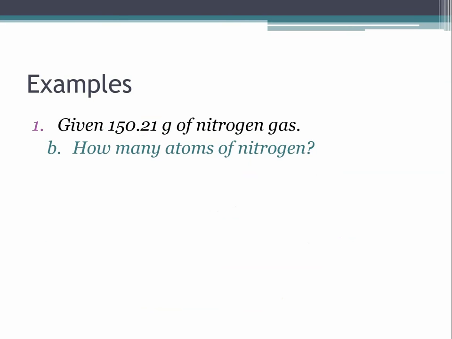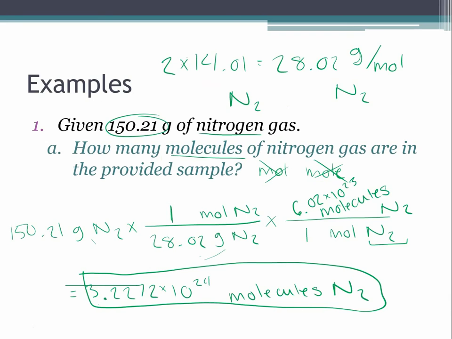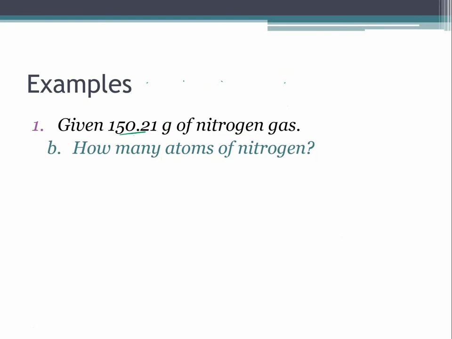Part B of this problem says, how many atoms of nitrogen is this? We have 2 options here. We can either start with our grams of N2 to moles of N2 to moles of nitrogen atoms to individual nitrogen atoms and rework a lot of what we have already done. Or we can use our answer from the last step. We can use this 3.2272 times 10 to the 24th molecules of N2, and then we only have to do one more step. So personally, I prefer that second option. You do you.